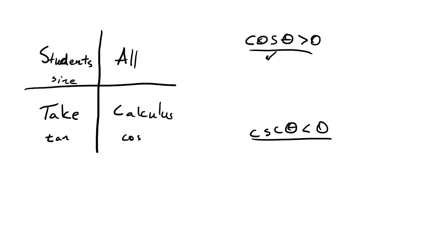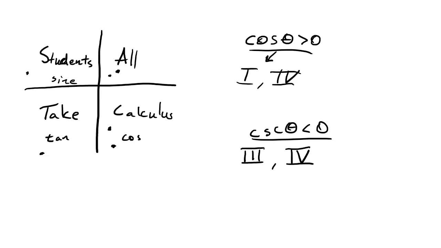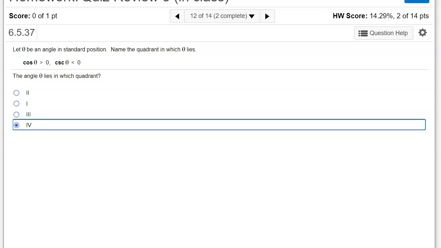Okay, cosine, we can look at our graphs and see that the first quadrant is all, so that's going to be quadrant 1, and in quadrant 4 we have cosine, so we have 1 and 4. Cosecant, remember that cosecant is the inverse of sine, so wherever sine is negative, cosecant is also going to be negative. And hopefully we can see that sine is positive in 1 and 2, so sine is negative in 3 and 4. So we have 3 and 4. The only quadrant in which both of these are satisfied is quadrant 4. Therefore, our answer to the question where this angle lies is going to be quadrant 4.